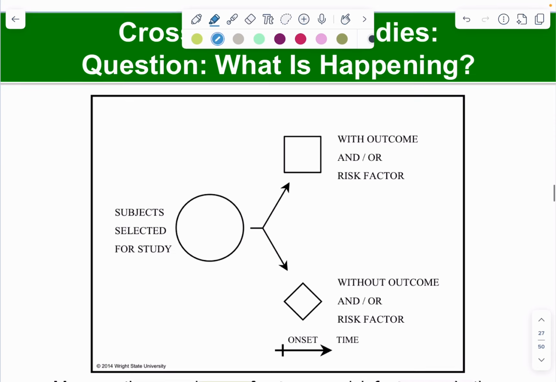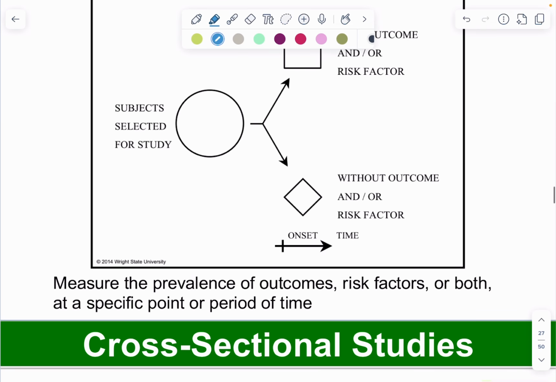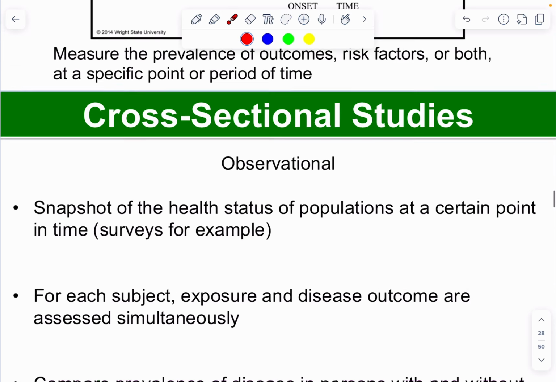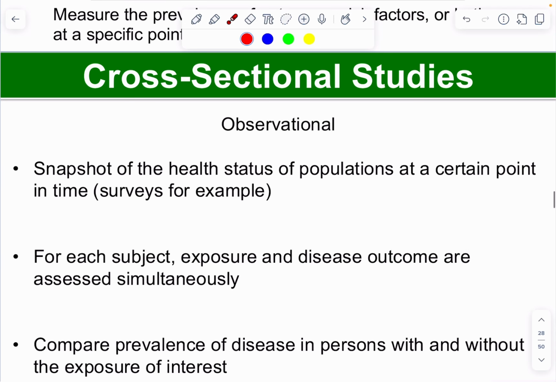Okay, so here is a simple diagram. Subjects are selected for the study, and we will just see how many have outcomes and risk factors. All of them can be identified at the same time. I'll tell you how. Okay, I'll give you an example. Okay, I think in this slide. Yeah. Okay, so a snapshot of the health status of the population at a certain point in time.